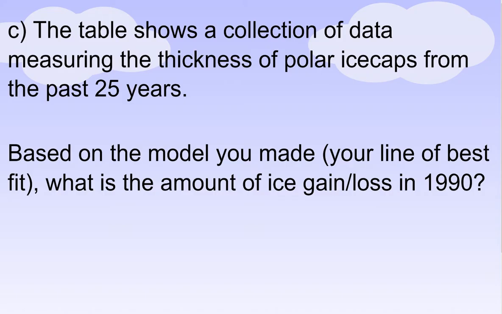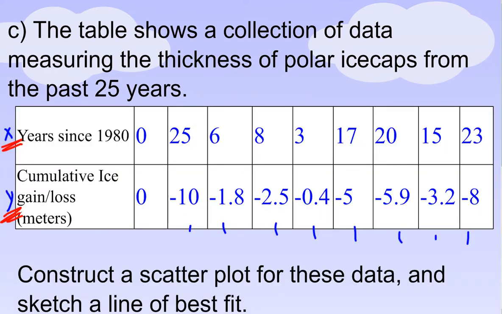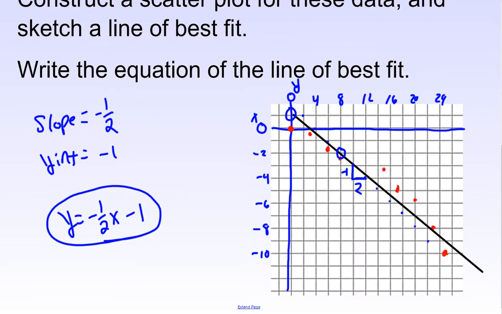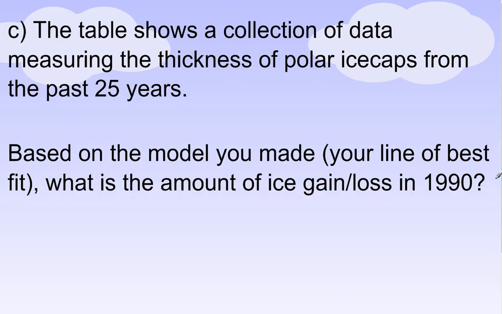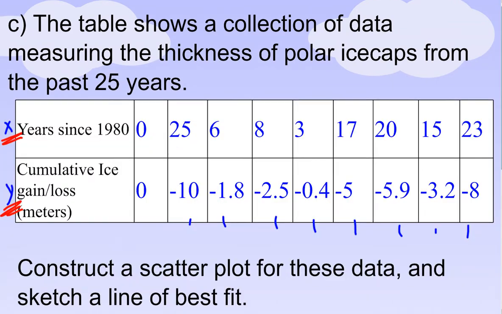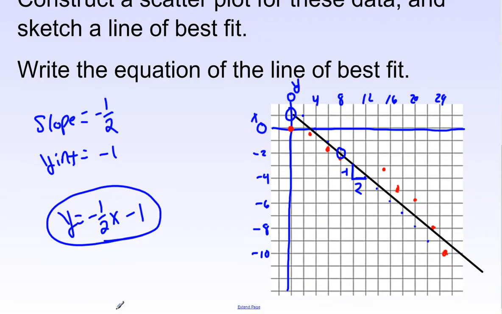All right, so we have that same information, so you're going to use that data we just plotted and graphed. We're going to answer some questions. So based on the model you made, which is your line of best fit, and your equation, what is the amount of ice gain or loss in 1990? So answer that question for yourself first. Let me see if I can erase some of my extra junk in here. What is the amount of ice gain or loss in 1990 based off our model?